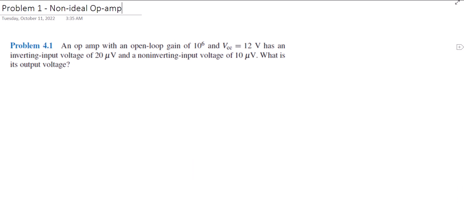Okay, so our first problem is in fact going to deal with a non-ideal op-amp. And so we have an op-amp with an open loop gain of 10 to the 6. So A equals 10 to the 6. And remember, you wanted that to be really big, so a million is good. VCC is 12.